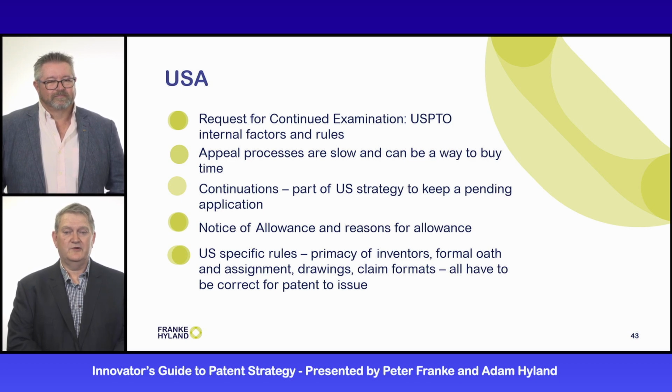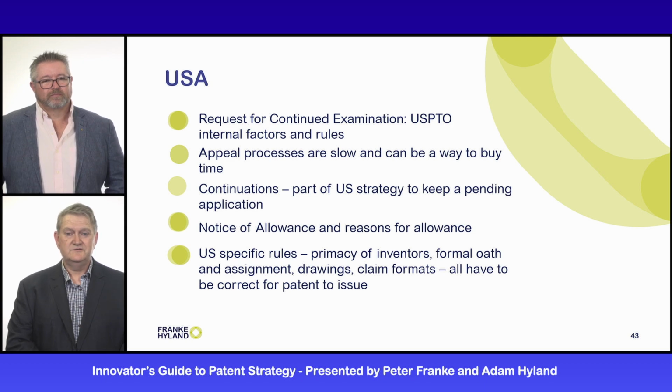So at the end of the US process, you get a notice of allowance and you get reasons for allowance. And the reasons are quite important because they're something that the court will, in the fullness of time, if you have an infringement, use as part of the interpretation of your claim. So sometimes the reasons for allowance are not what you would like the reasons to be, and you actually have to go back to the examiner and argue with them.